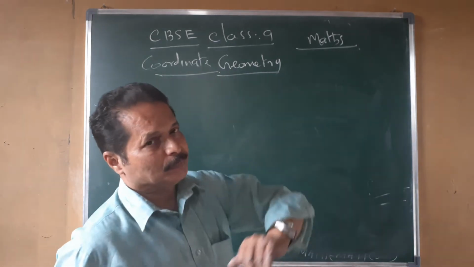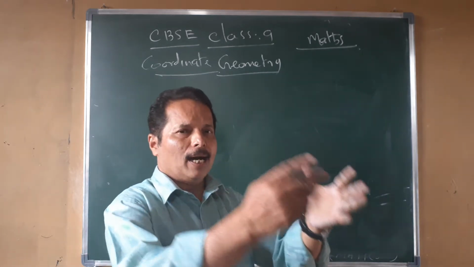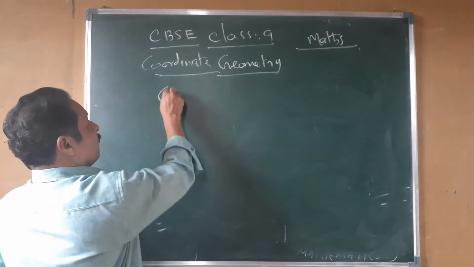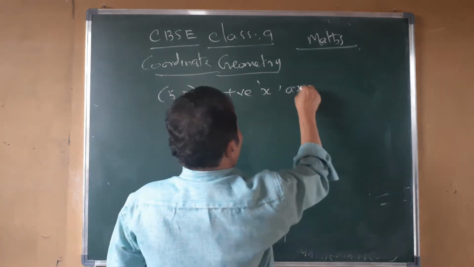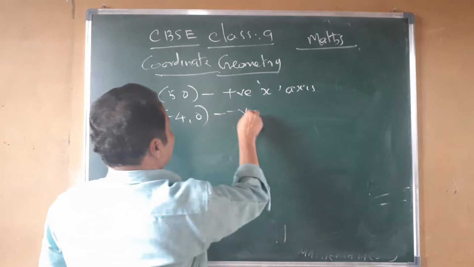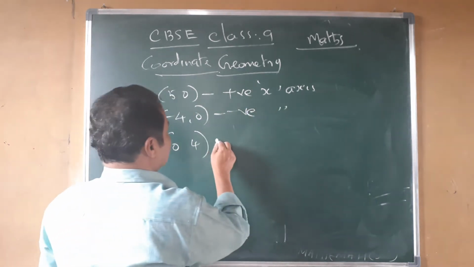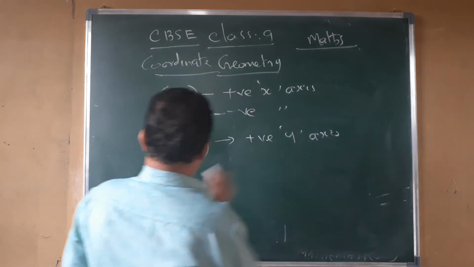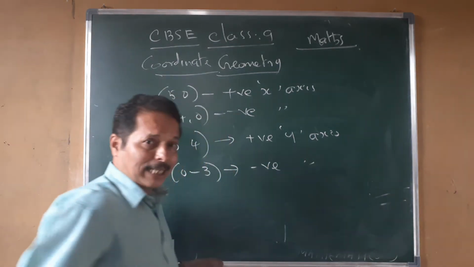Look here. Now, already you studied how to locate a point in the Cartesian plane. Once again, look at here. (5, 0) is on the positive x-axis. You remember that. (-4, 0) is on the negative x-axis. (0, 4) is on the positive y-axis. (0, -3) is on the negative y-axis.